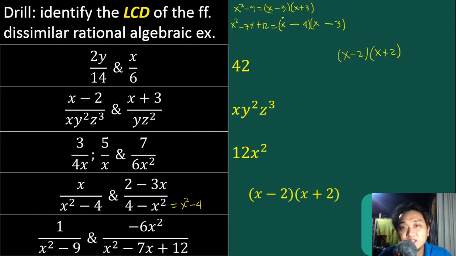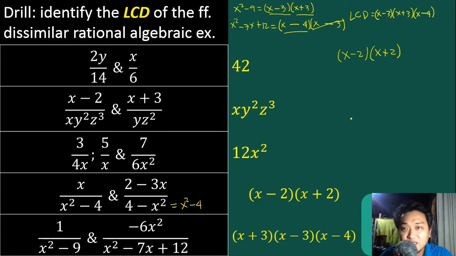So, for their LCD, there must be no redundancy. x minus 3, we already have it, so cancel. x plus 3, and x minus 4. So, the LCD is x minus 3. There is no redundancy in our LCD, in the prime factors. x plus 3 and x minus 4. Let's check if that is our LCD. Okay, so x minus 3, x plus 3, and x minus 4.